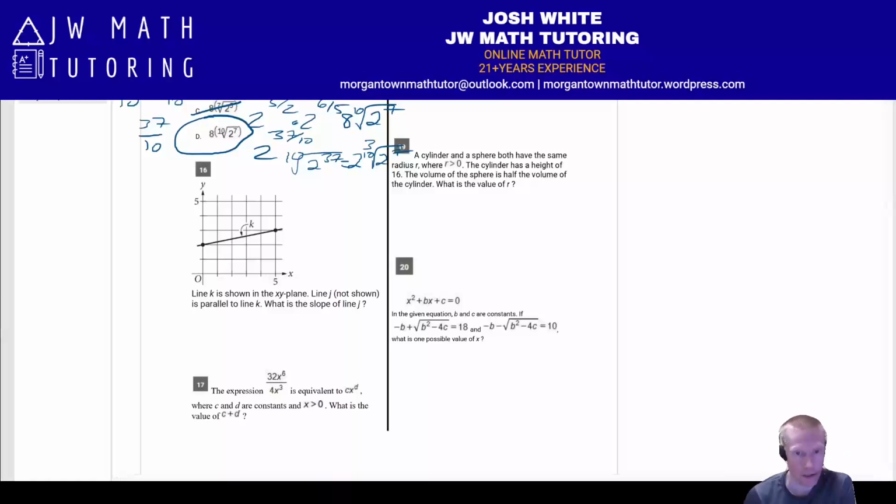All right, next up, number 16. Here we have another line problem, talking about parallel lines in this one. So it just wants to know what the slope of this line is. This is a very simple, basic, easy problem, as we're now starting the student-produced responses or the grid-ins.